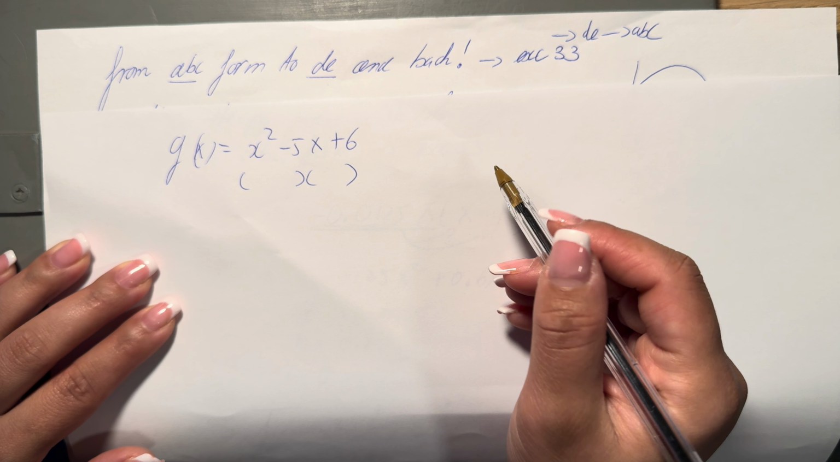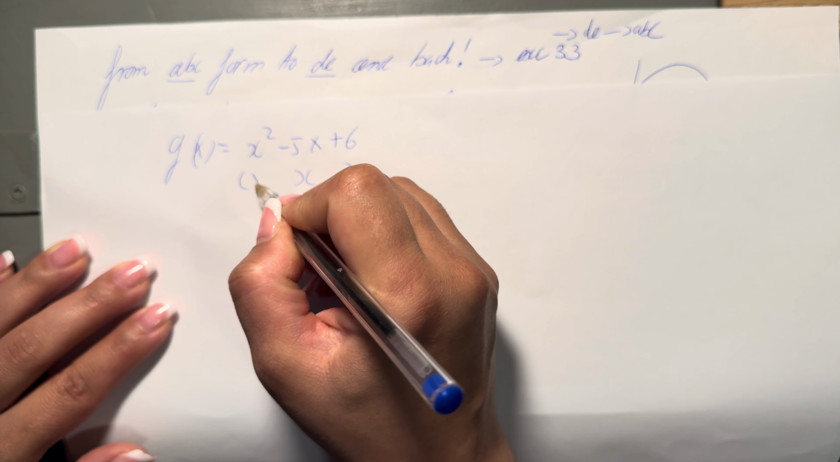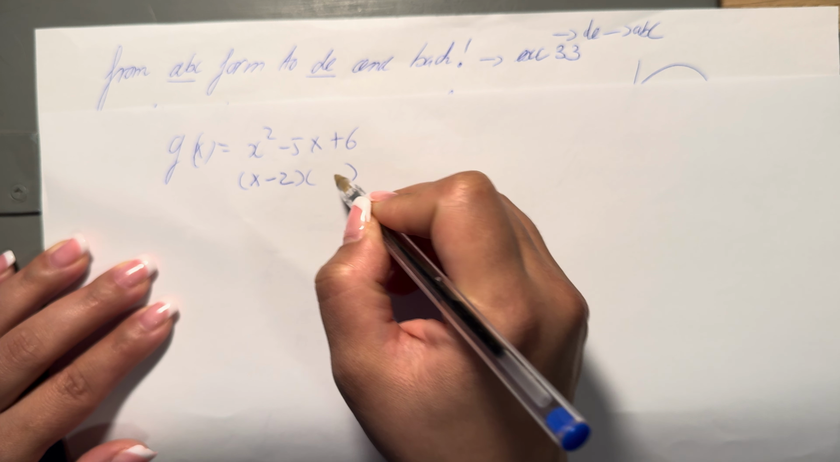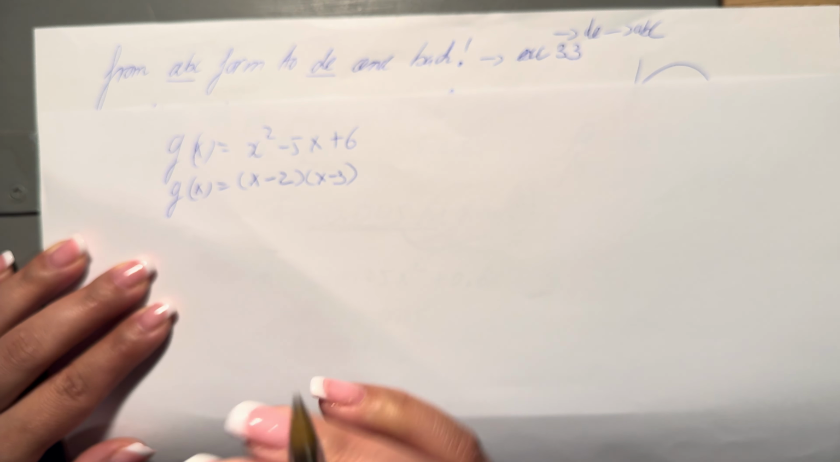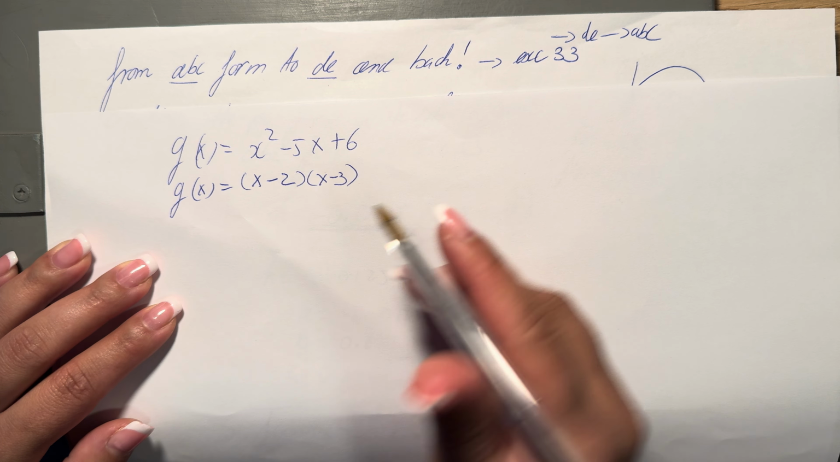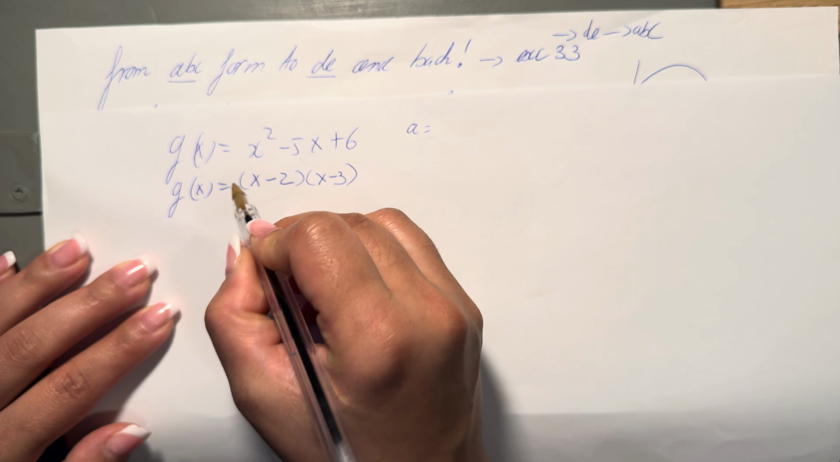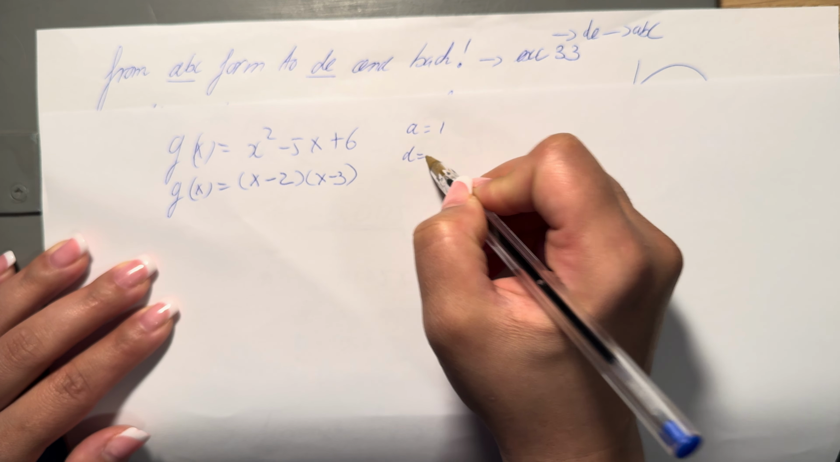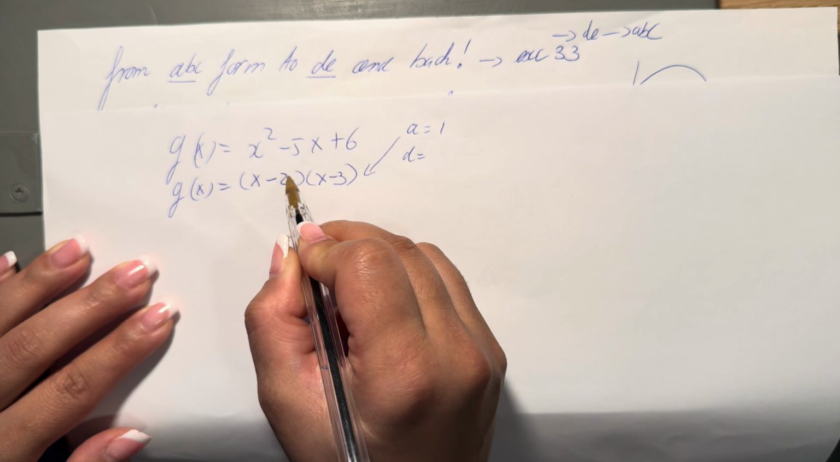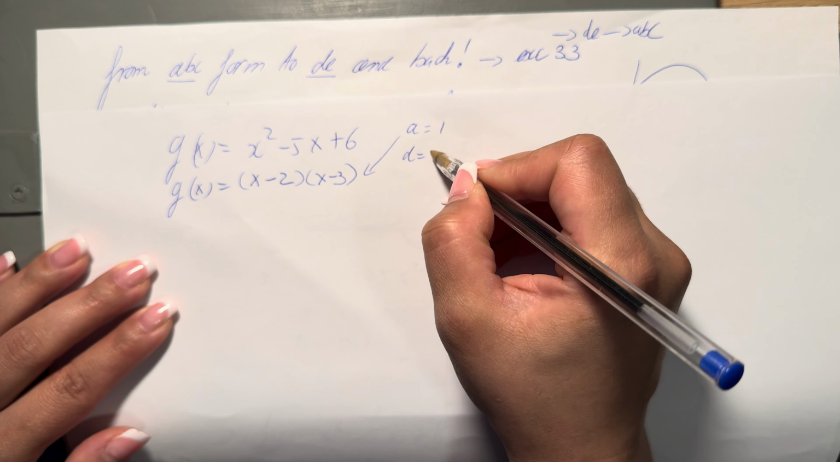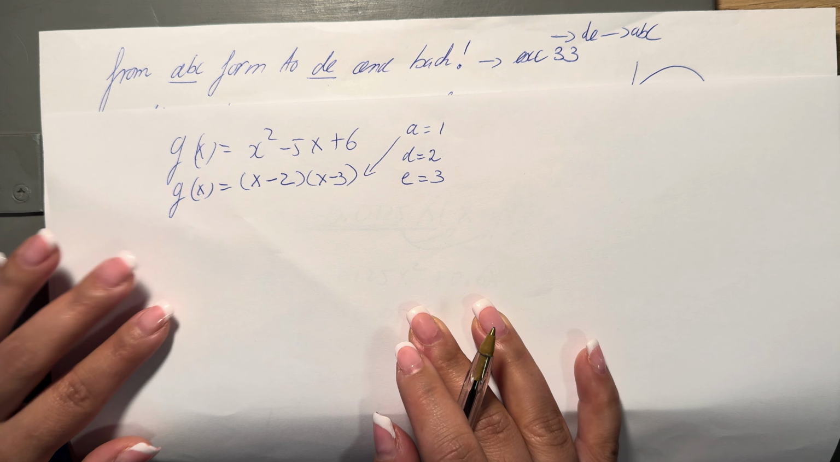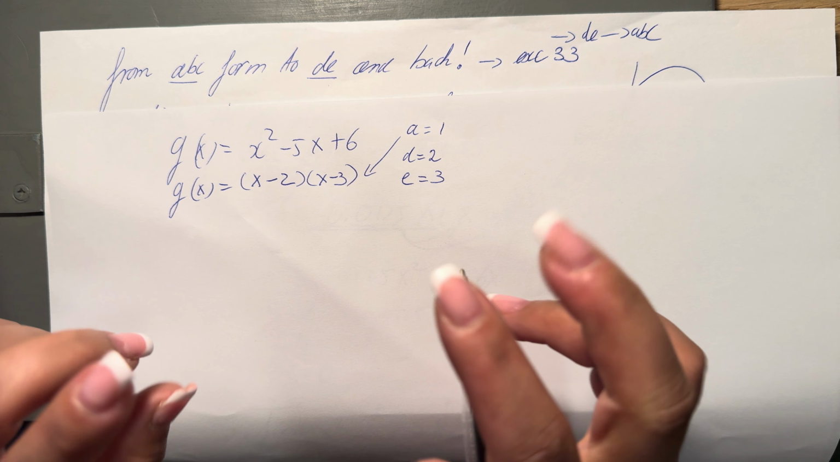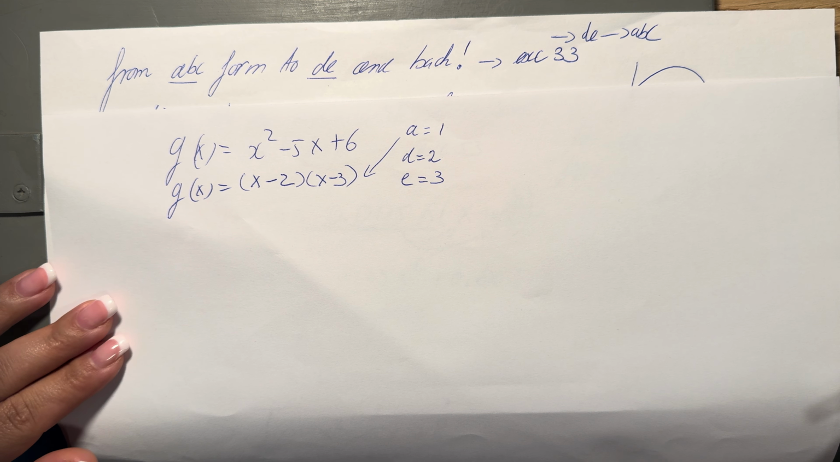So we can then rewrite this into x minus 2 and x minus 3, and then we have the DE form. In this case, A is 1, D is 2, and E is 3. So this is the DE form. So you actually factorize it, and then you can get this form.